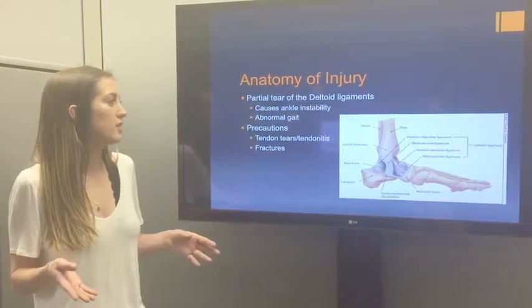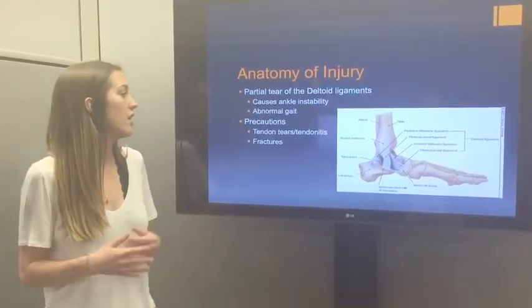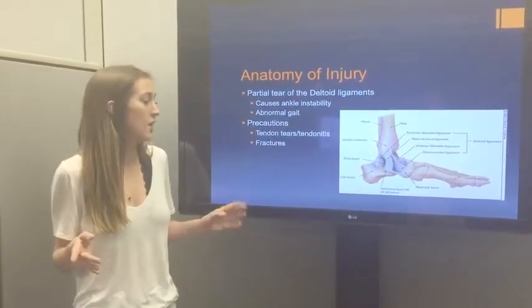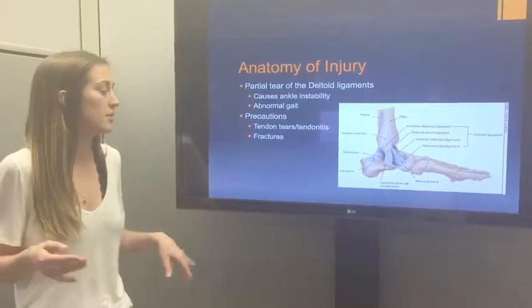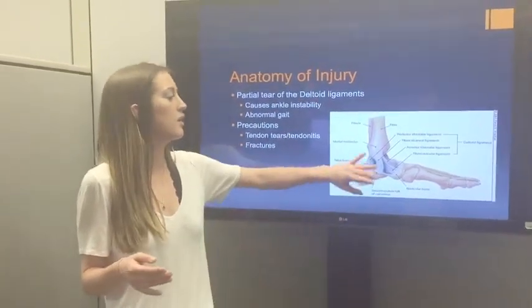The partial tear of these ligaments can cause ankle instability, so abnormal gait can occur. And then our precautions would be tendon tears or tendinitis, or we can have avulsion fractures of the tibia. Since this ligament is so strong, when it tears, it can actually take a piece of the tibia with it.